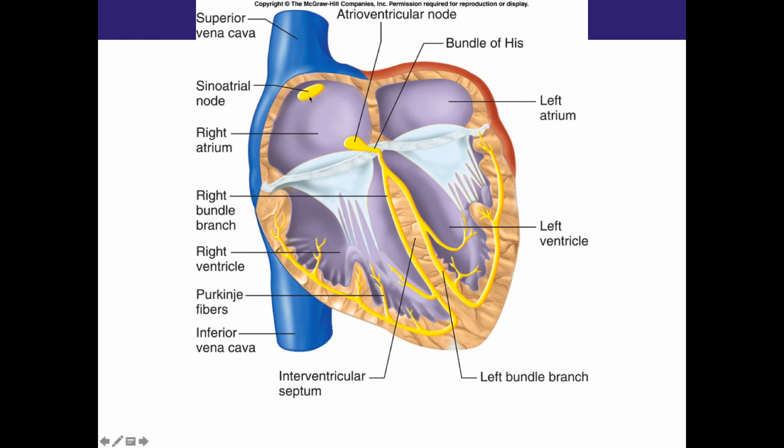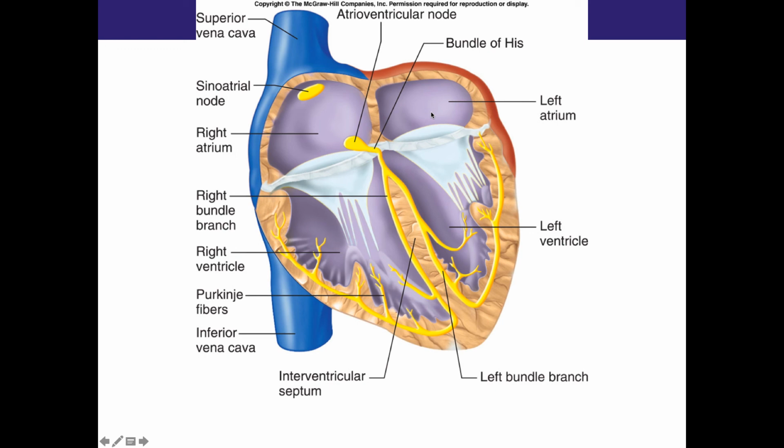Once these cells depolarize, they go from a resting membrane potential of about minus 70 to minus 90, and they depolarize, getting more positive inside the cell. Remember, because of the gap junctions, the depolarization wave goes from cell to cell to cell, and it sweeps through the atria, allowing basically enough time for the atria to completely contract before it sweeps through the ventricles. So remember, the atria contract together and then the ventricles.